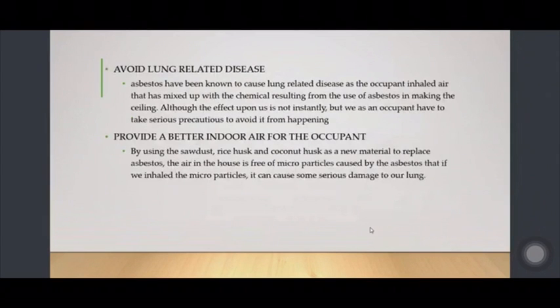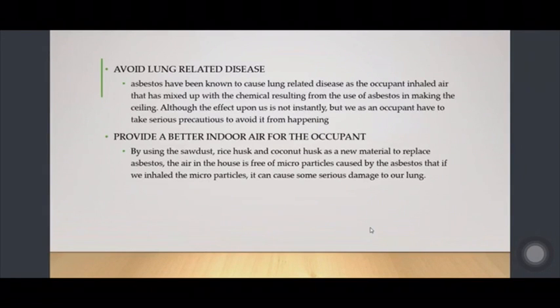For centuries, asbestos has been known to cause lung-related diseases as the occupants inhale air that has mixed with the chemical resulting from the use of asbestos in making the ceiling. Although the effect is not instant, we as occupants have to take serious precautions to avoid it from happening.